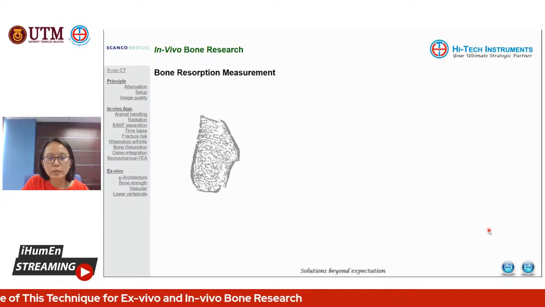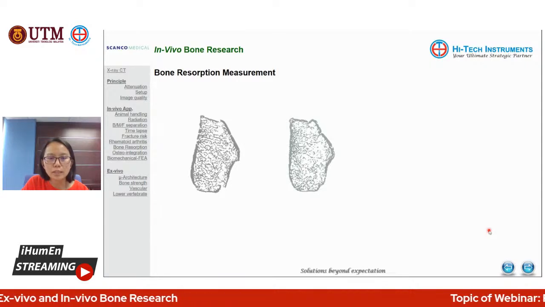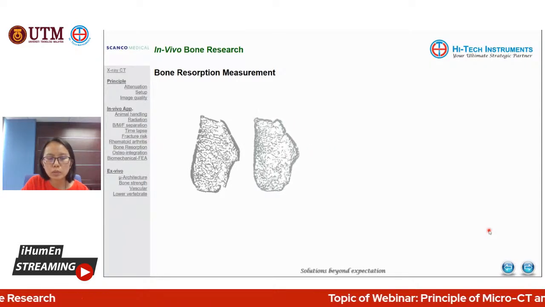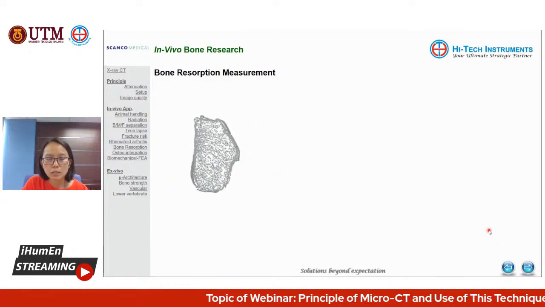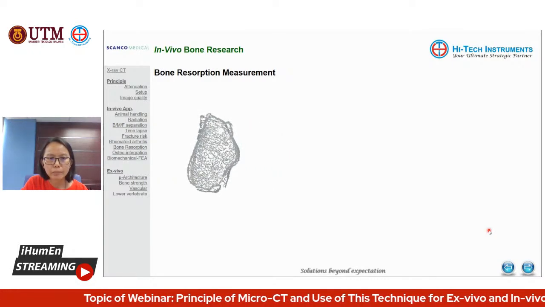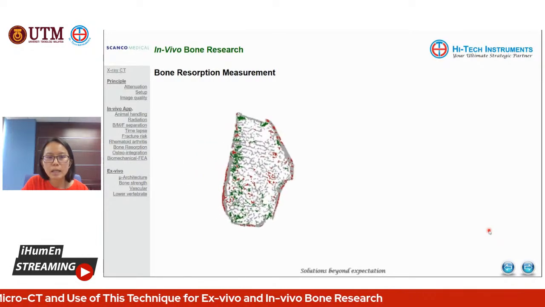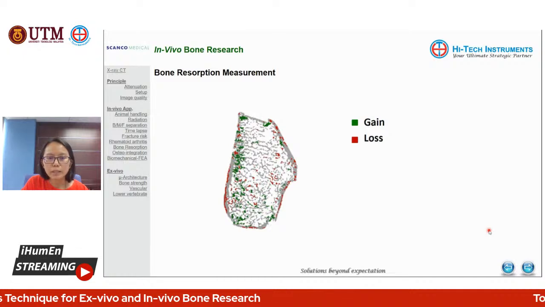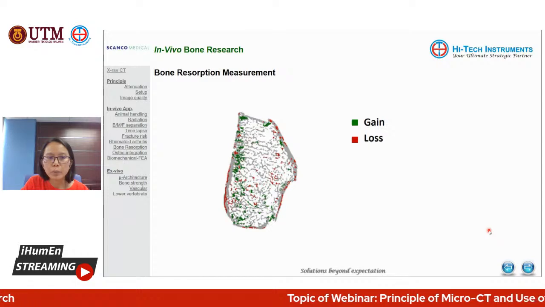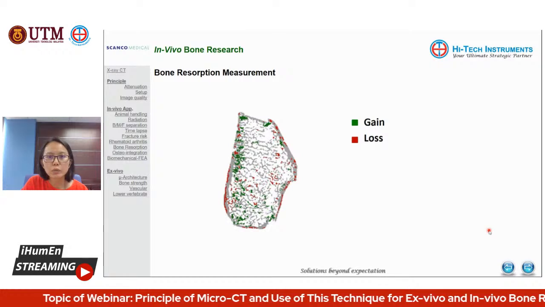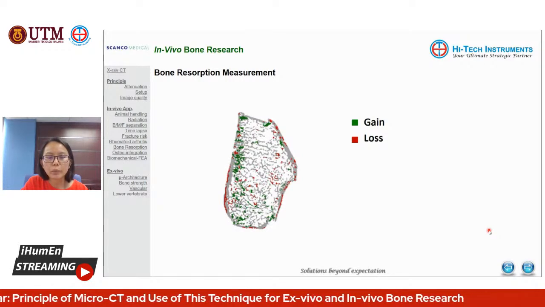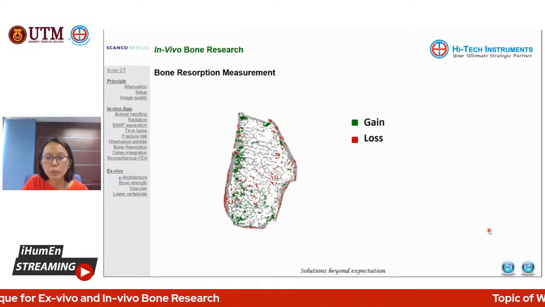For example, this will be your scan 1, and when it comes to a second scan, you can do a total overlapping by using a special script from the software itself. So from here, you can see that the green part is the bone gain, then the red color is the bone loss. So by having this kind of bone resorption measurement, it can give you a better idea whether compared to the first scan, there is an increase in terms of new bone, or there is a loss of the bone material.